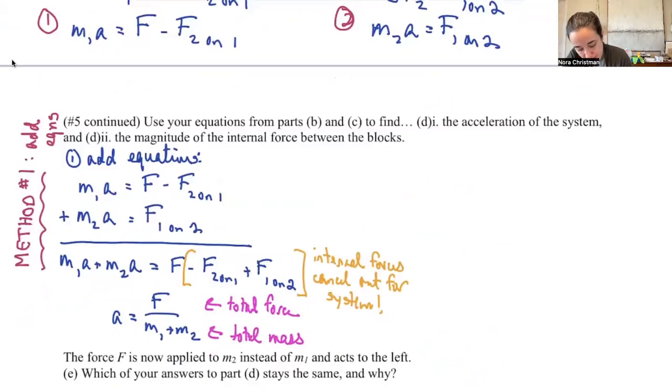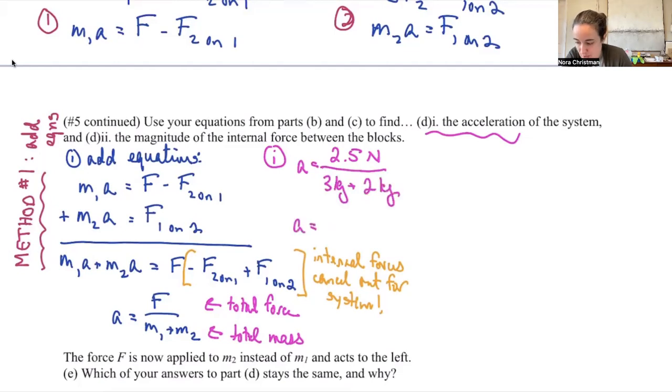Part 1 asks us to find the acceleration. So just plugging into the equation that we just found, this is 2.5 newtons over 3 kilograms plus 2 kilograms. 2.5 divided by 5 is 0.5.